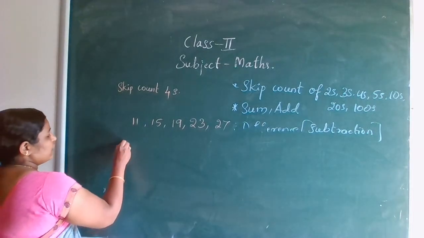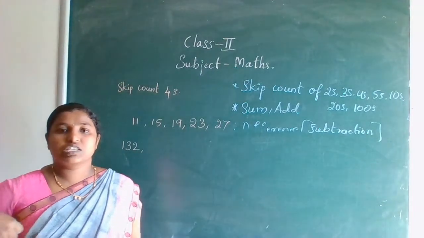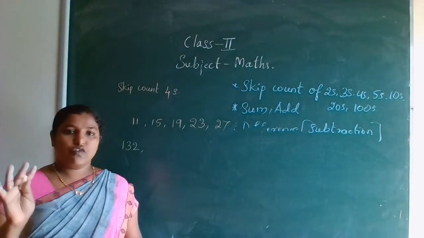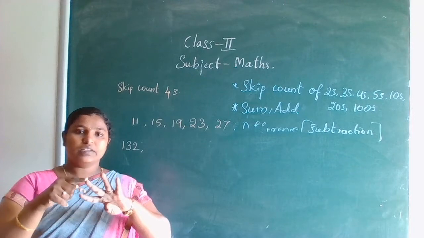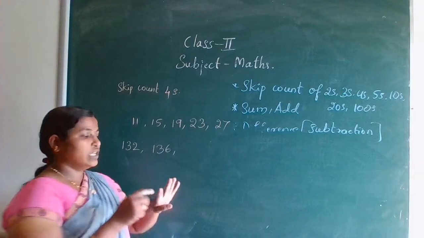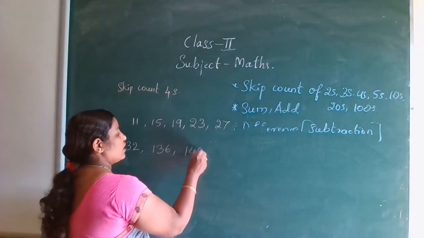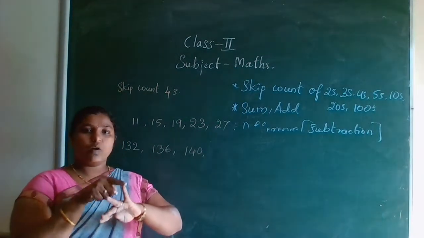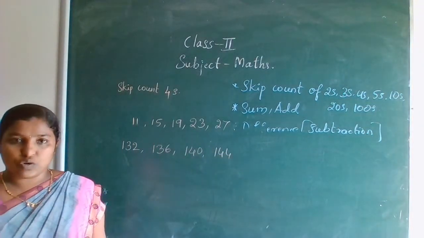If I take a little bigger number, 132, after that skip count 4s. So obviously you should hold 4 fingers. 132, 133, 134, 135, 136. 137, 138, 139, 140. So 140. Next 141, 142, 143, 144. This is skip count 4s.